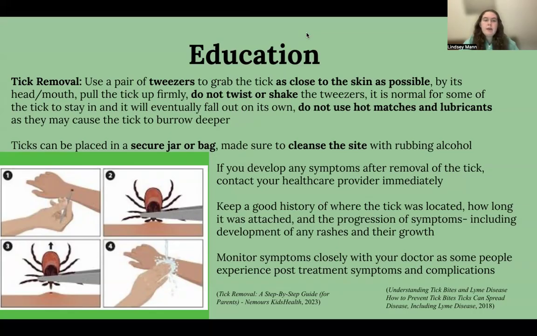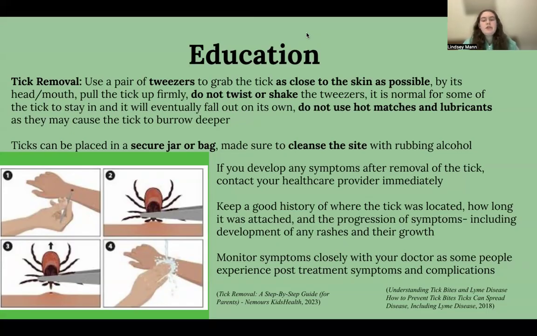It's also important to know that even if a little bit of the tick stays in the skin, that's okay and it will fall out on its own. Also, do not use hot matches, lubricants, and other things that are going to irritate the tick, because that's also going to cause it to burrow deeper. Afterwards, you can put it in a secure jar or bag, and make sure to cleanse the site with rubbing alcohol. And if you develop any symptoms after removing the tick, definitely contact your healthcare provider immediately.